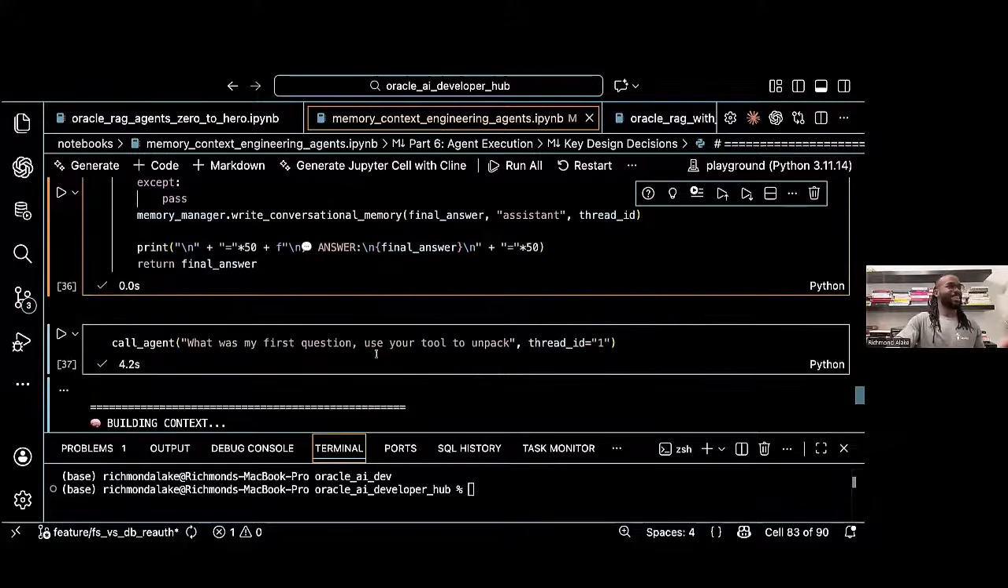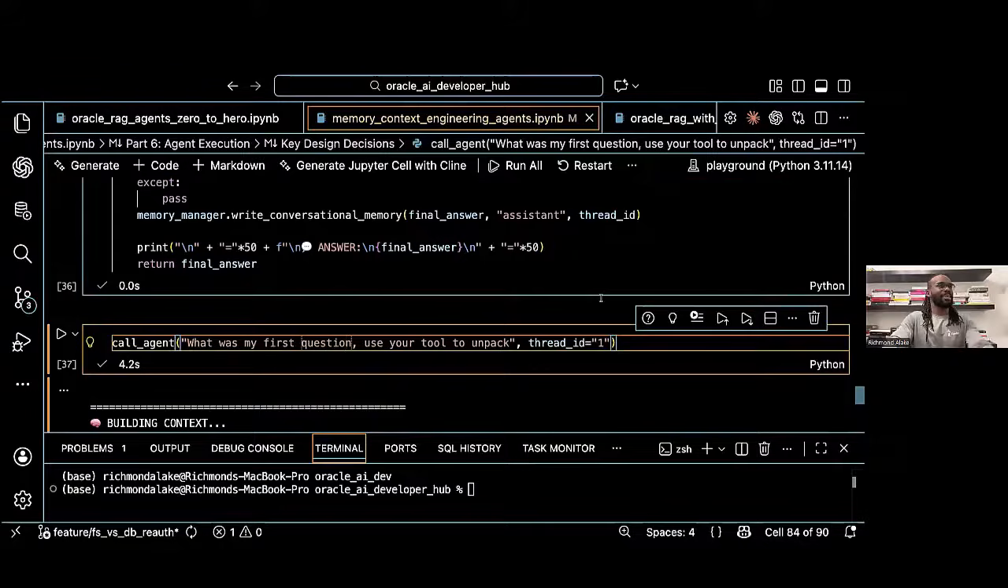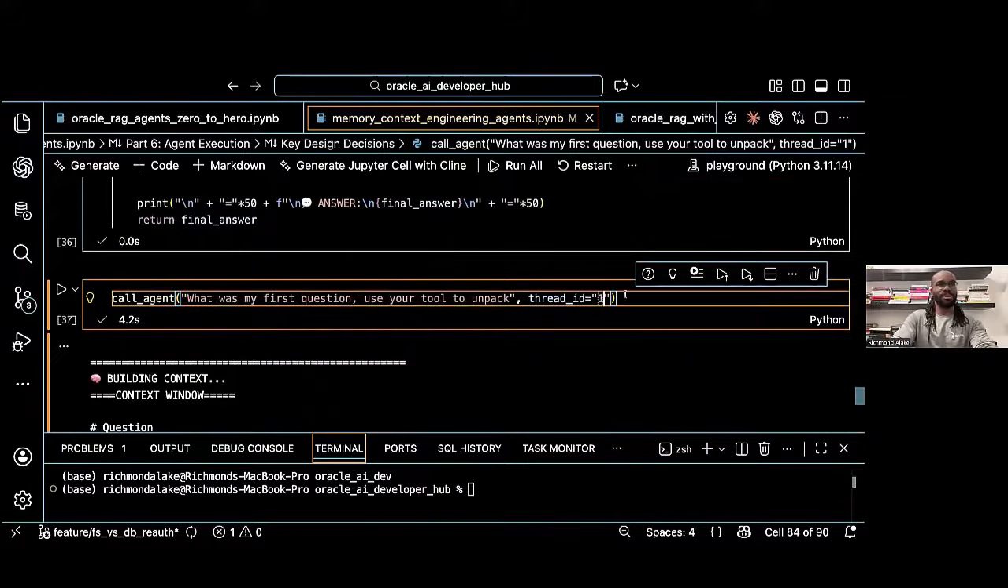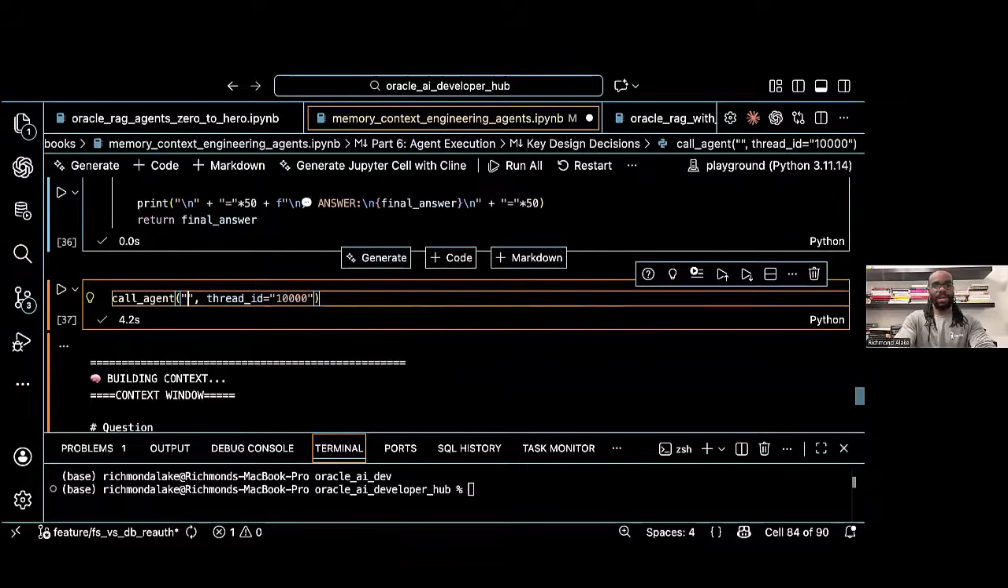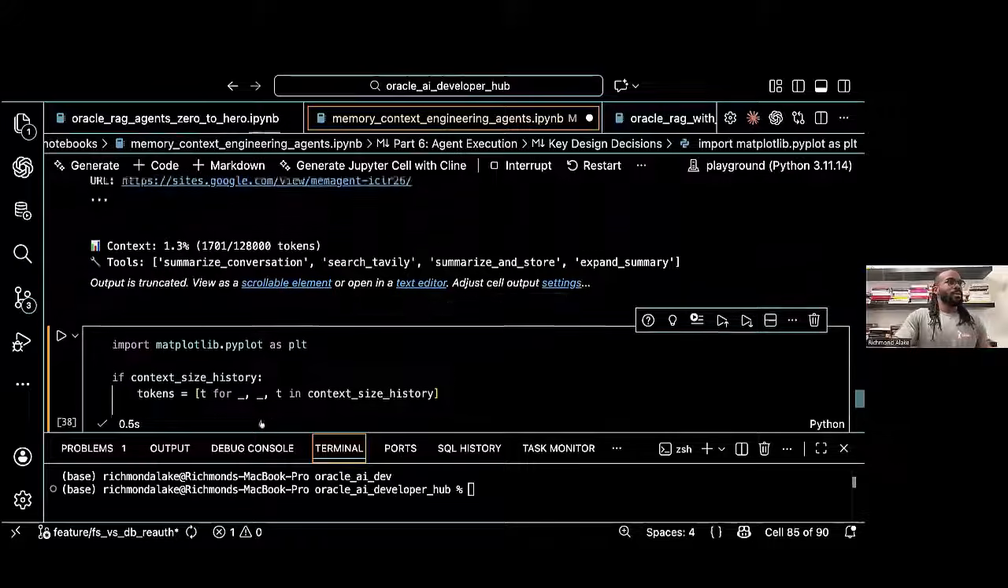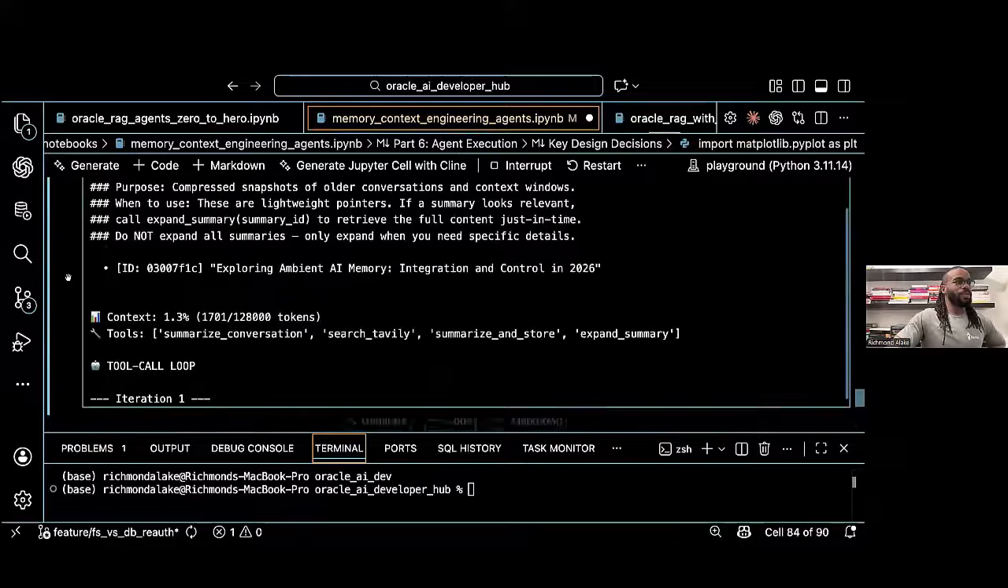So let's actually do this live. Live demos are always risky, but let's do this. Let's put a thread ID and let's do this live, and I can show you what we're seeing here. Get me the latest papers on agent memory in 2026. Okay, so we're going to go through the output here.